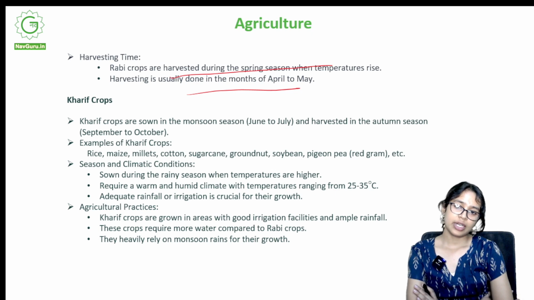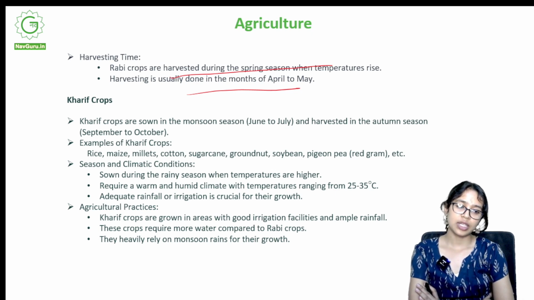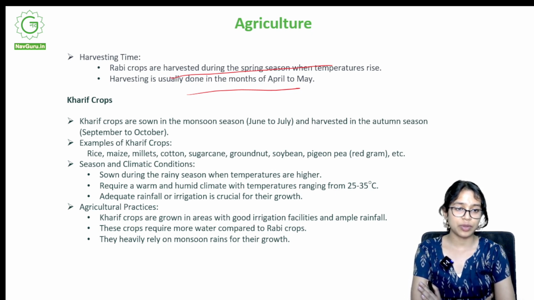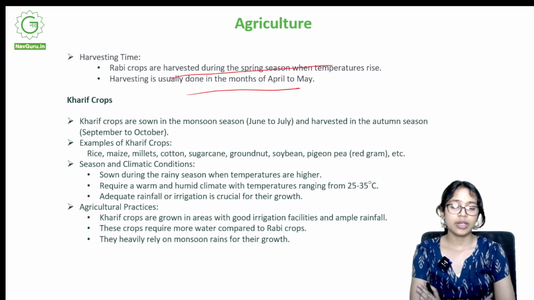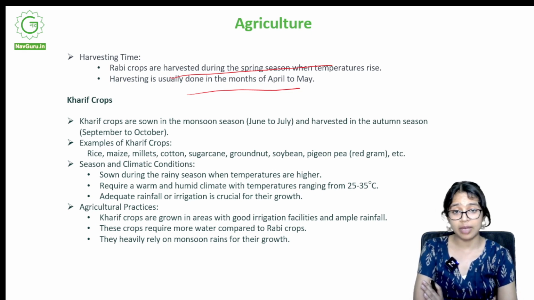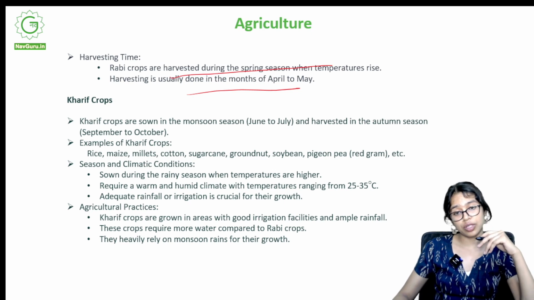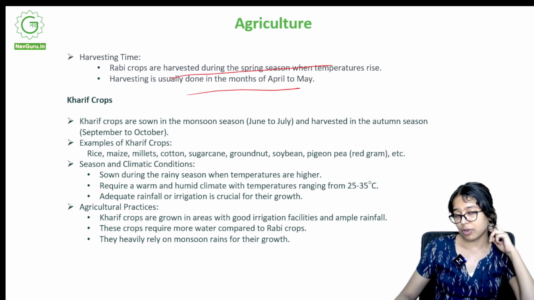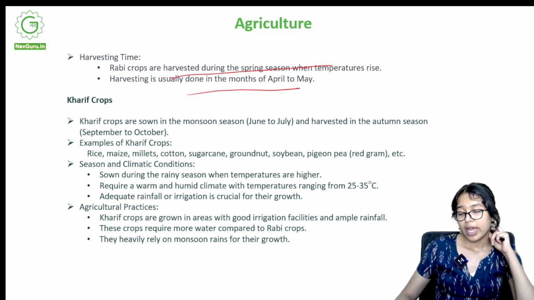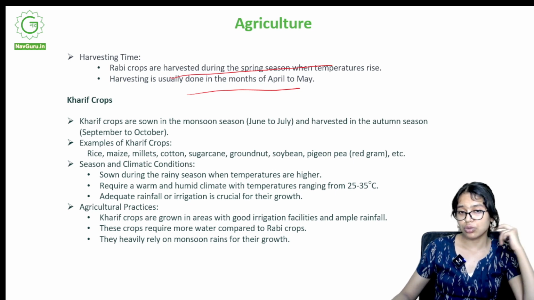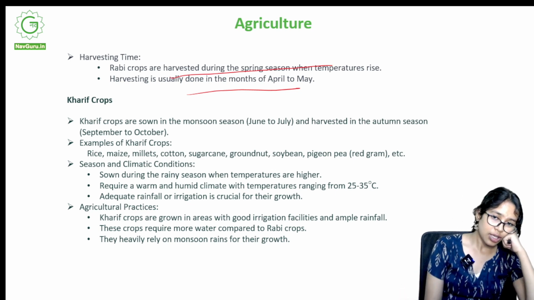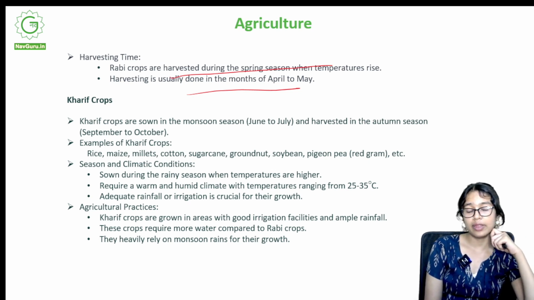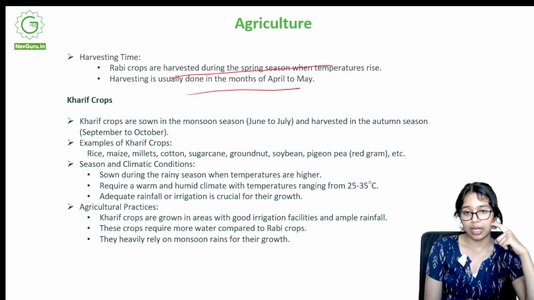Season and climatic conditions preferred by kharif crops: they are sown during the rainy season when temperatures are high. They require a warm and humid climate because they are sown during monsoon, with temperatures ranging from 25 to 35 degrees Celsius. Adequate rainfall or irrigation is crucial for their growth. Since they are sown in the monsoon season, it's very necessary that they are irrigated well and get a good amount of rainfall.